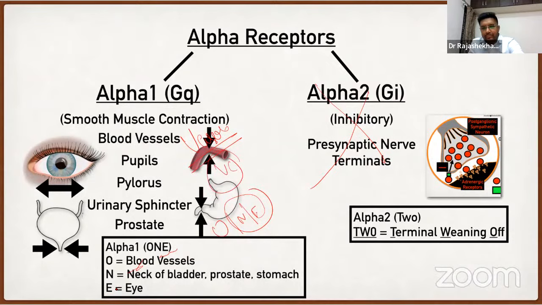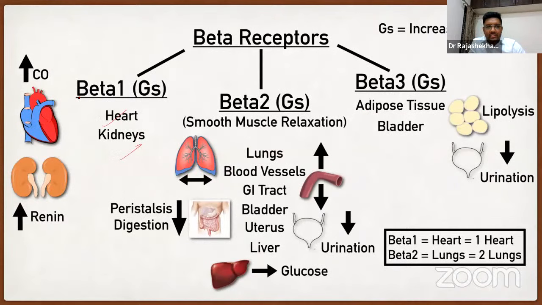What about beta? Beta 1 is there in the heart and some amount in the kidneys. Beta 1 tries to increase the contractility and the heart rate. And beta 2 causes smooth muscle relaxation. So it causes bronchodilatation, it causes vasodilatation, then it causes bladder relaxation, etc. So how will you identify this?